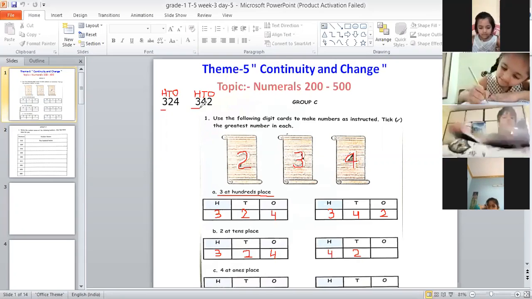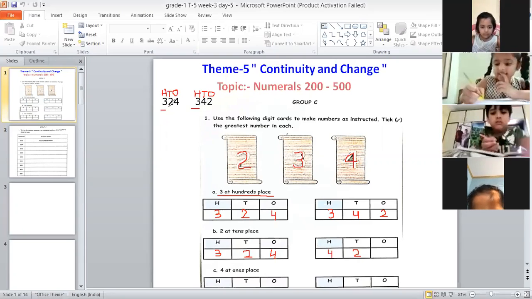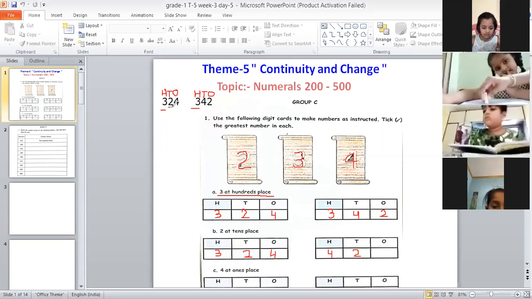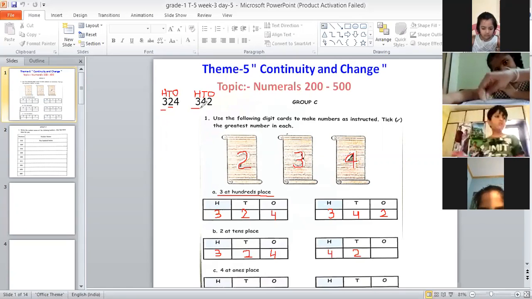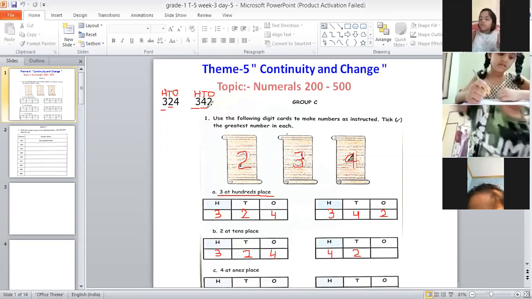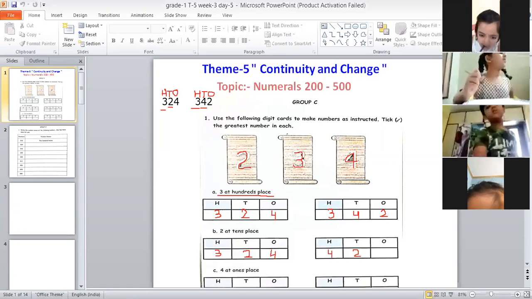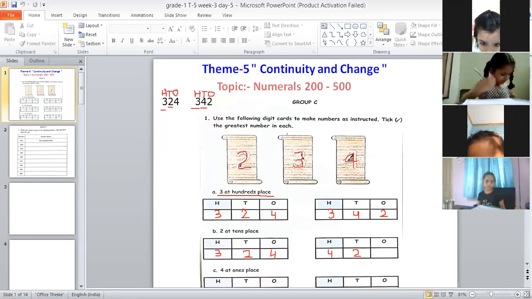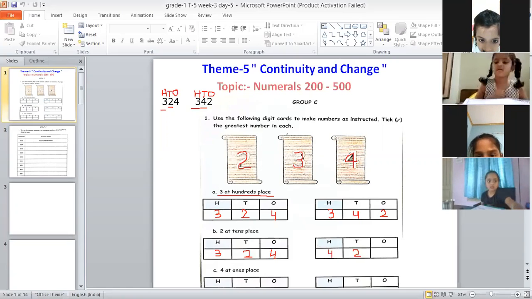Now what we will do, we will move to tens place. In 324 at tens place, we have 2. And in 342 at tens place, we have 4. Mana, you tell me which is bigger, 2 or 4? 4. Yes. Children, 4 is bigger.